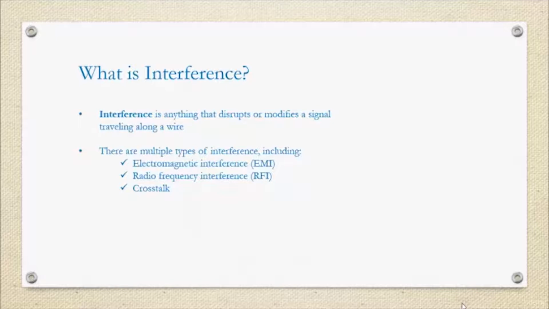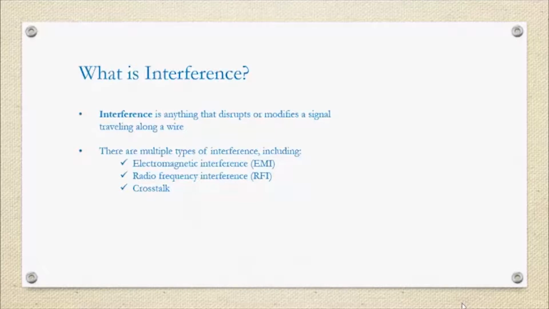Now, electromagnetic interference can be given off by a microwave or anything that transmits electromagnetic fields, right? And what that can do is essentially throw off these electronic signals that are being transmitted along a wire. Similar to that is radio frequency interference, because radio frequencies can interfere with wireless communication.